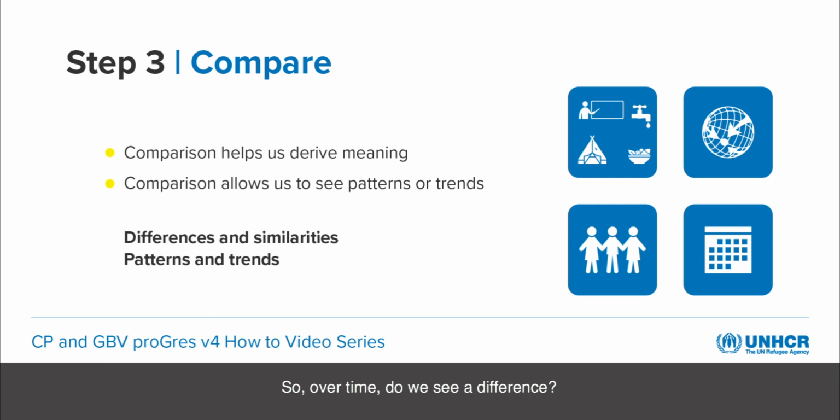So over time, do we see a difference this time last year versus this time this year? Have we seen a difference over the last 6 months? Do we see this changing? Is there a pattern? Maybe try doing one of these comparisons with your data. Look at the time periods, pick a demographic related to what you're looking at, and see if you're seeing a difference between these.